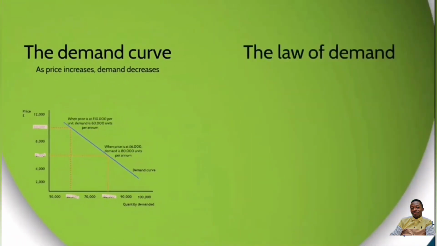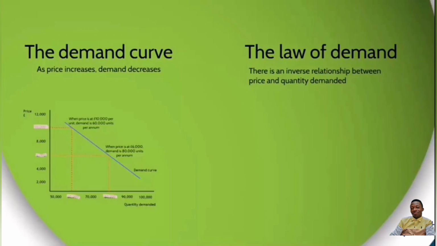This is because of the law of demand. As we've seen over there, as price falls, quantity demanded increases. This means the demand curve is pretty much always downward sloping, as there is an inverse relationship between price and the quantity demanded. This inverse relationship simply means that as one increases, for example, the price goes from £6,000 to £10,000, the other variable decreases. So the quantity demanded goes from 80,000 to 60,000.